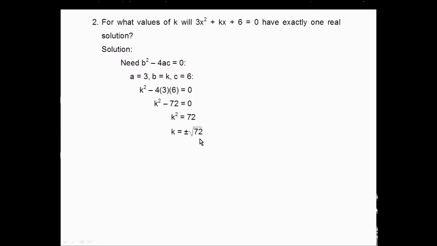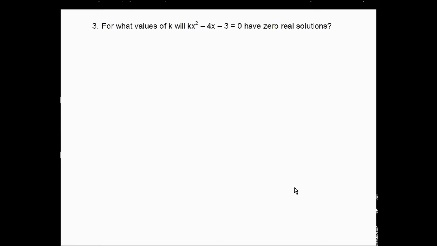36 times 2 will give me the 72. And 36 is a perfect square, so I've got plus or minus 6 square root of 2. So there's my k problems. Let's look at some nasty word problems. Oh, I got one more, I forgot.